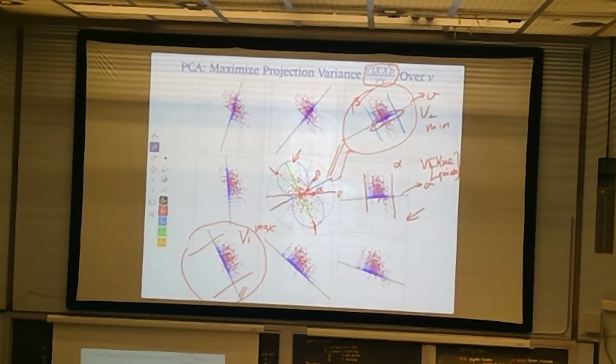Any questions about this plot? Yes? So, what is alpha and beta, the variance of it?